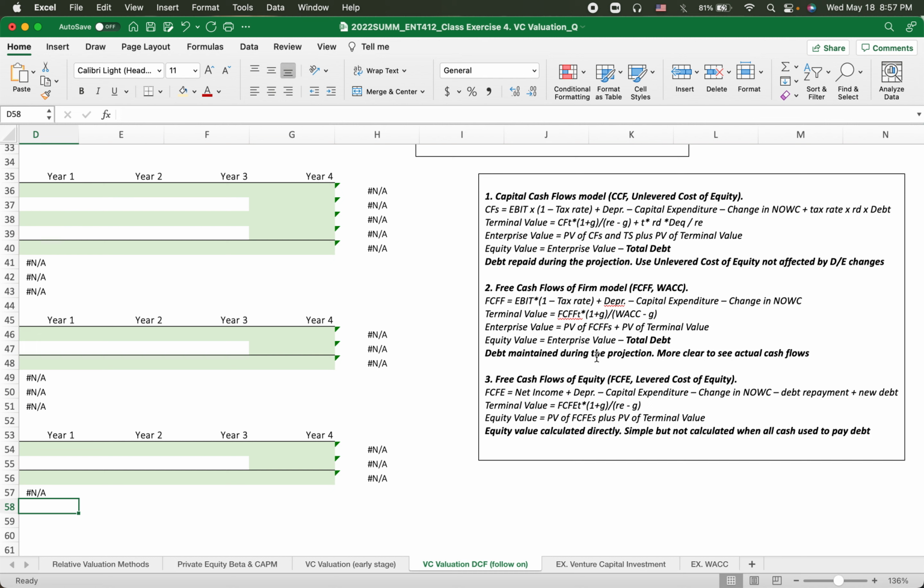But in the FCFF model, we assume the debt is maintained during the projections. So we use just the weighted average cost of capital.